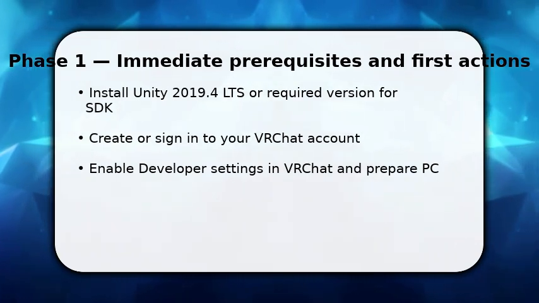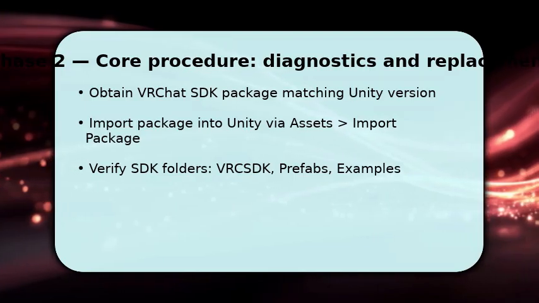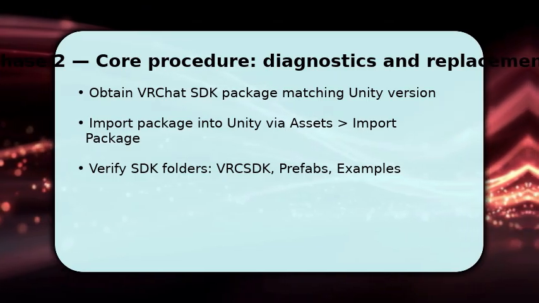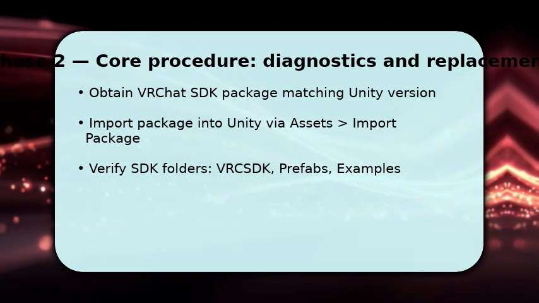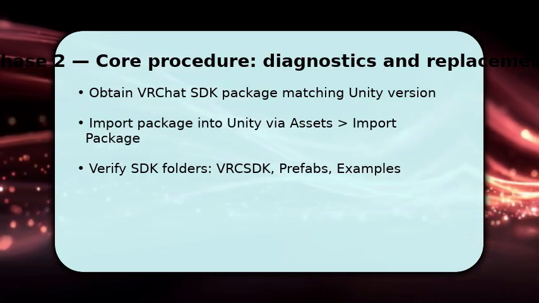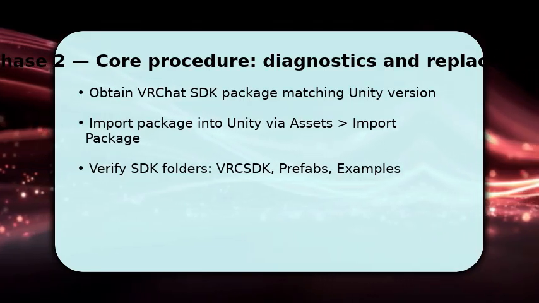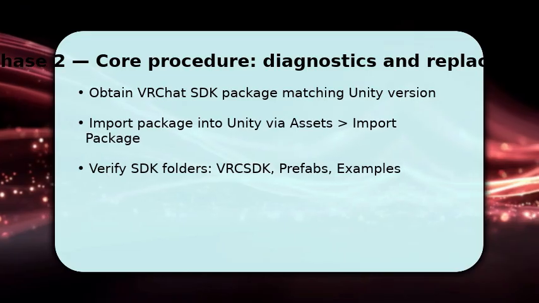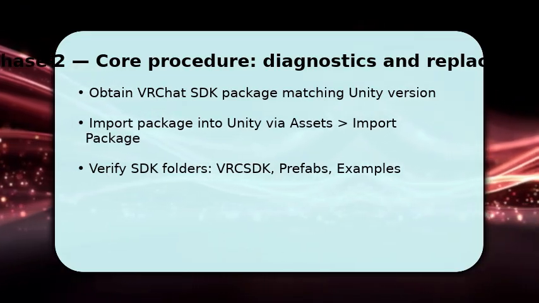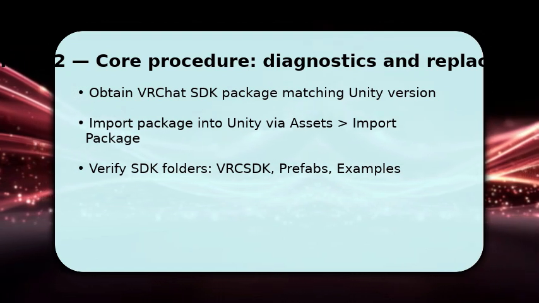Now you download the VRChat SDK package that matches your Unity version and save it locally. Open Unity, then use Assets, Import Package, Custom Package to bring the SDK into your project and import all files. After import, confirm the VRC SDK folders and example prefabs appear in the project window. These prove the SDK loaded correctly. Once visible, open the VRChat SDK control panel and log in with your account so Unity can authenticate uploads and avatars.